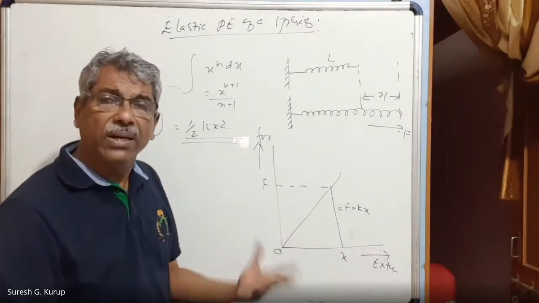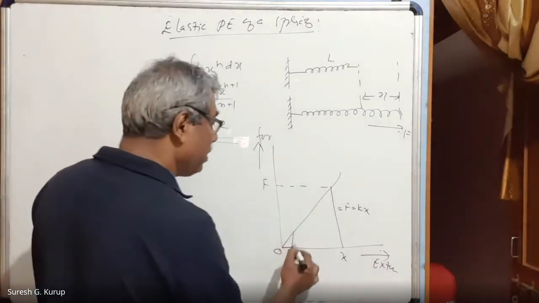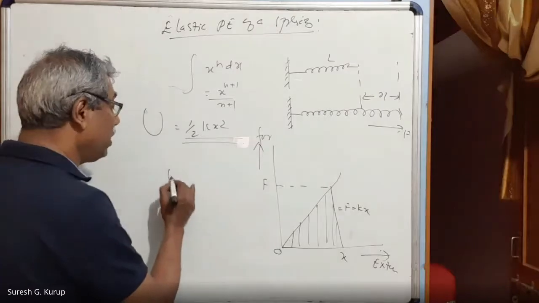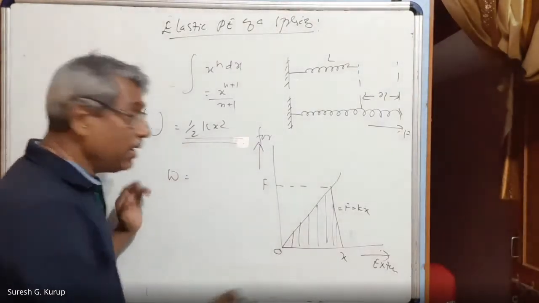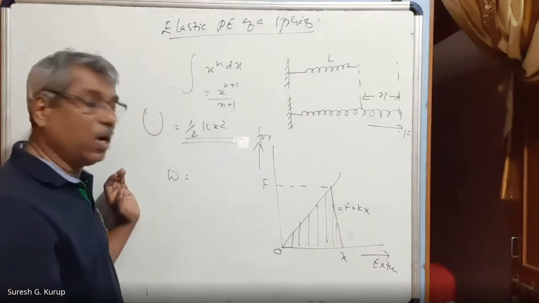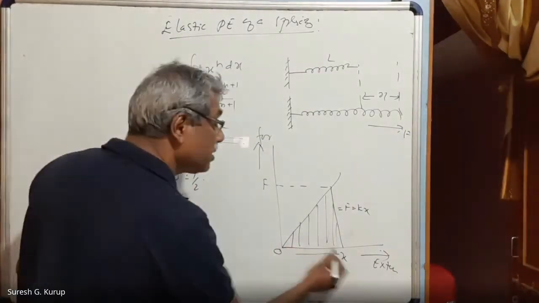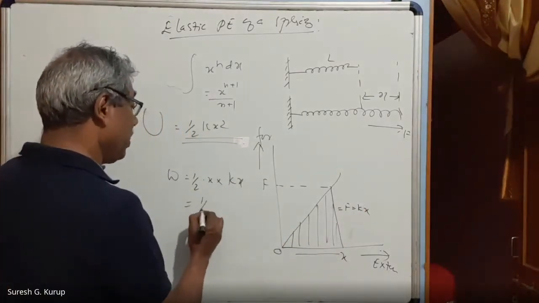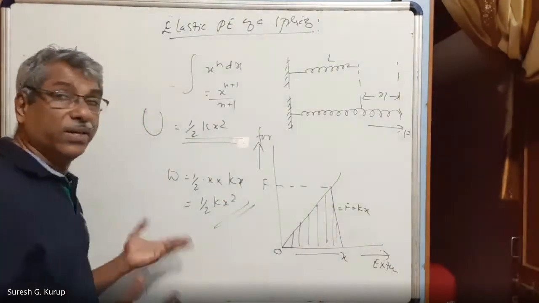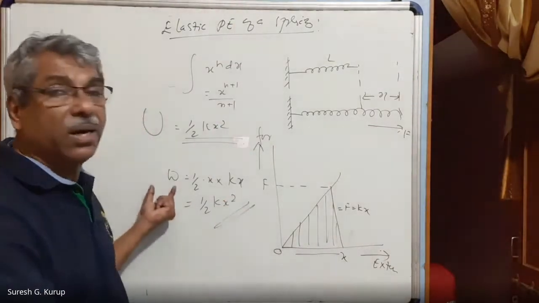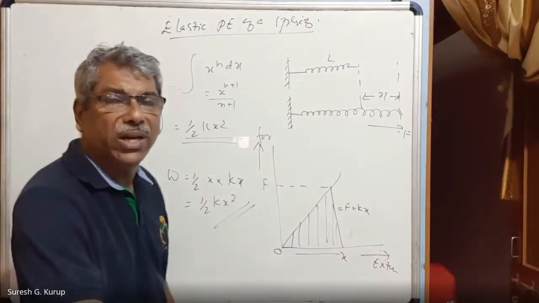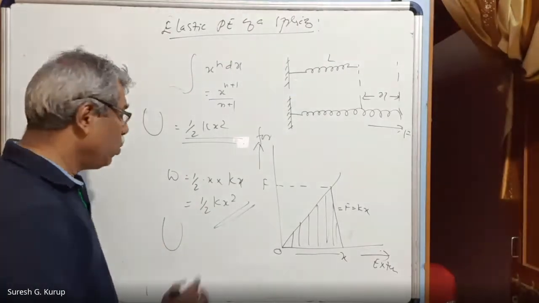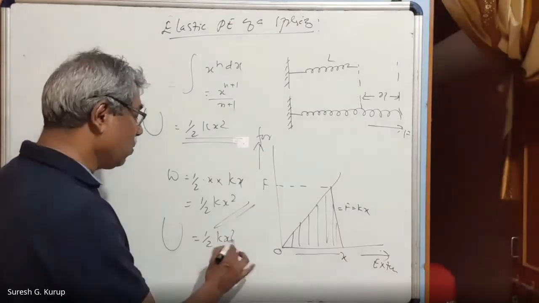For a variable force, the work done is obtained by taking the area under the force extension graph. In this case, what is the area? Work done by the force is equal to the area under this, that means half base into altitude. That is half into base x into altitude F. F is equal to kx. Therefore, this is equal again to half kx square. So work done can be calculated as half kx square. This work done is stored in the form of potential energy. Therefore, we can write U. Potential energy is most of the time denoted by U. U is equal to half into k into x square.